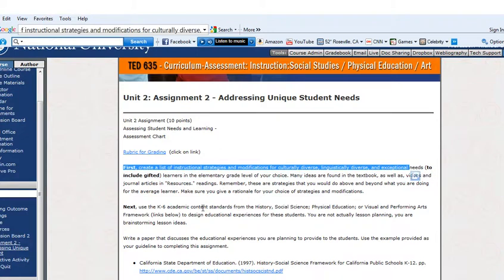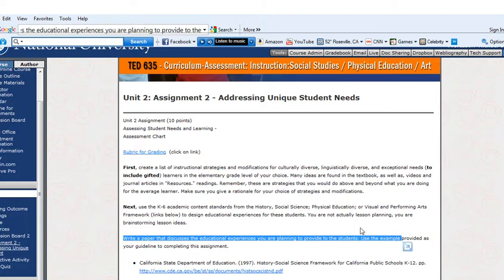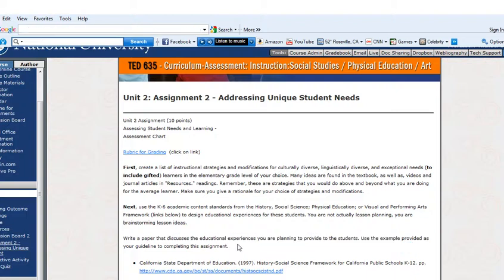Then, after you've accumulated that list, you go to the next step and you take the information from that practice list, and that's where you write your paper and you discuss the educational experiences you're planning to provide to students. You put that together with the actual examples that you've discovered somewhere in the book or from the resources.